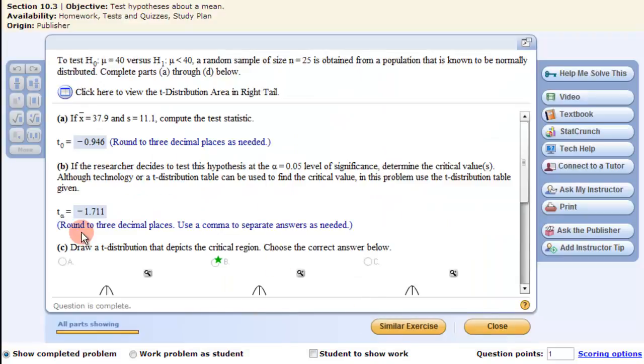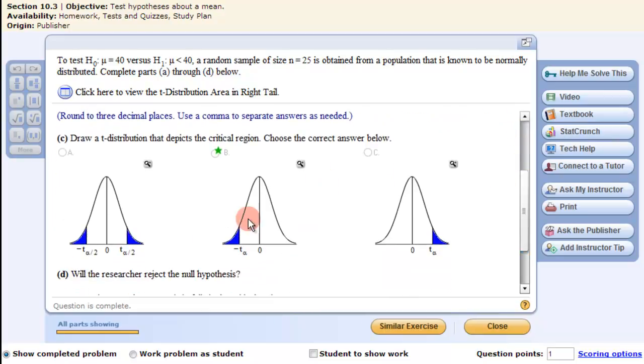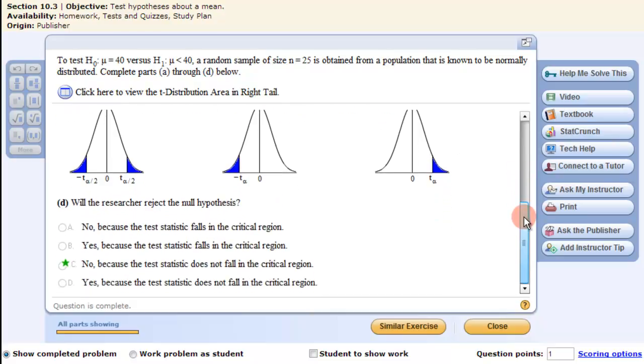So here we draw the graph. It would be this one, and then will we reject the null hypothesis? No, because the test statistic does not fall in this region. Our test statistic falls over here someplace. So it has to be less than that to reject the null hypothesis.